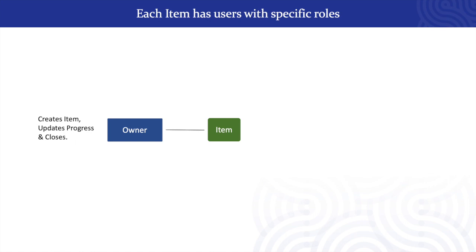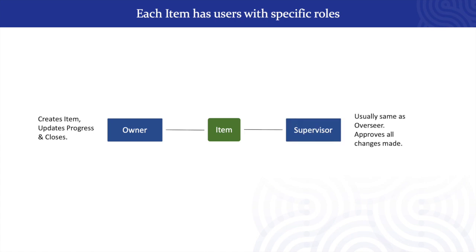Now, every item also has some oversight built in, and that oversight is provided by a supervisor. So every item has an owner and will have a supervisor, and the supervisor will typically approve all the changes that are made, will approve the closure of that item, etc.